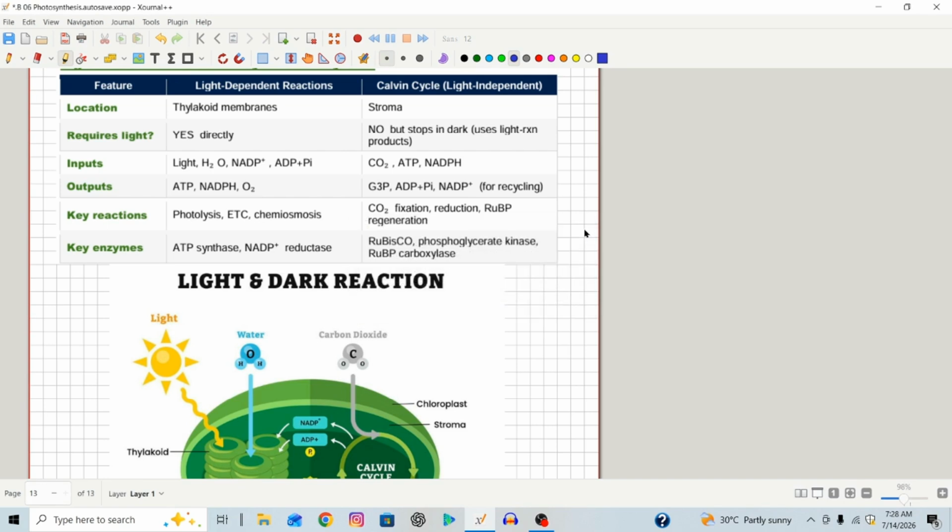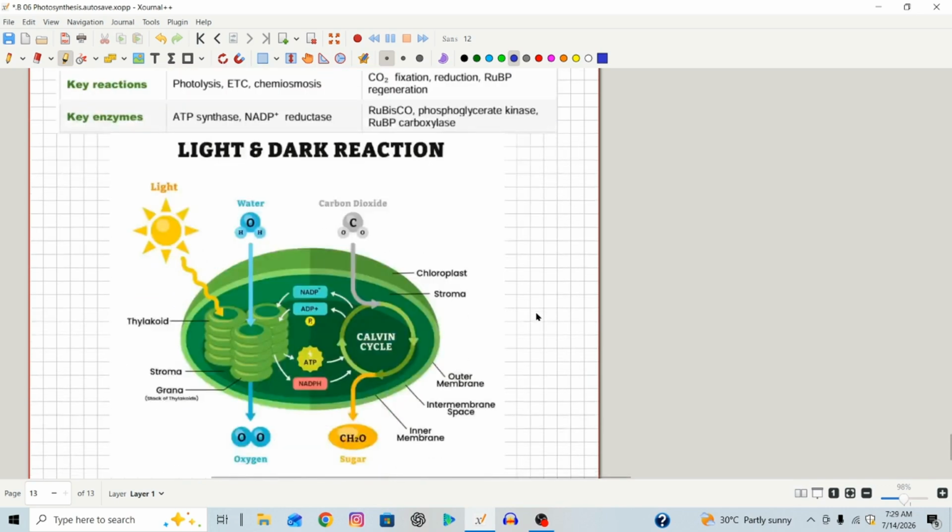So next, do light dependent reactions require light? Yes. Light independent? No. Inputs, we have already discussed. Light dependent reactions require NADP positive and ADP, and they produce ATP. The products of dark reaction will be used in light reaction, and the products of light reaction will be used in dark reaction. So this cycle will be continuous and keep on going again and again.